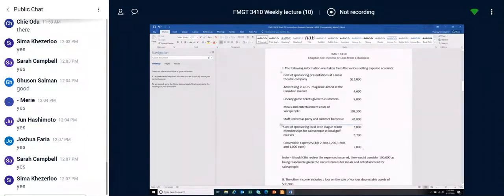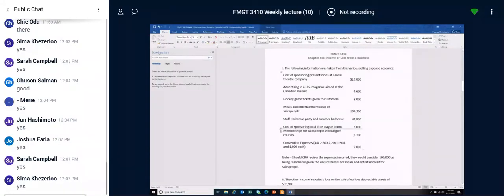Cost of sponsoring local Little League teams. Again, this is the same thing as before, like the theater. That's just like advertising. So again, that's the cost of doing business. That's deductible under 18(1)(a). So again, accounting deducts 5,000. Tax does deduct 5,000. No difference. No reconciling item.